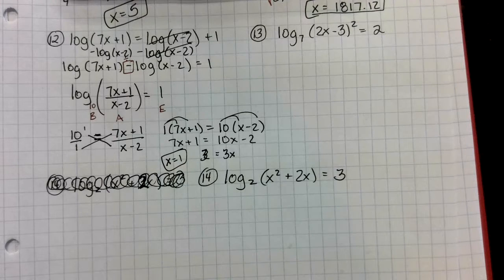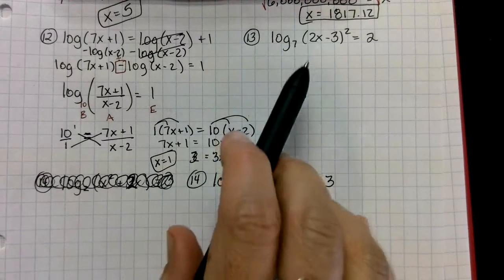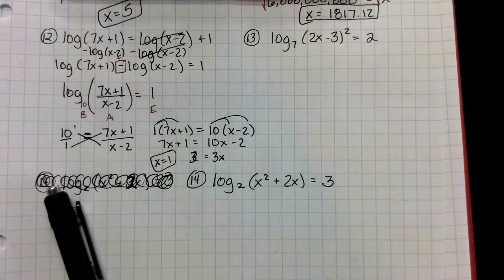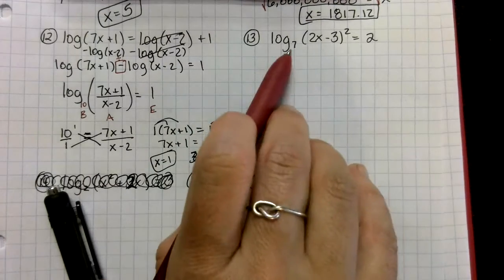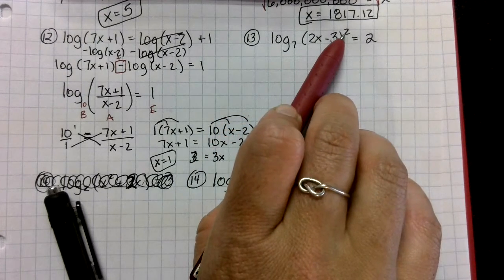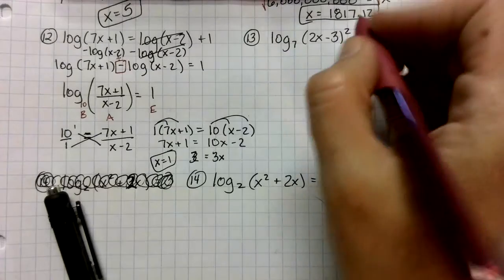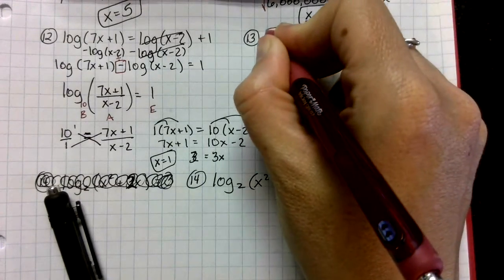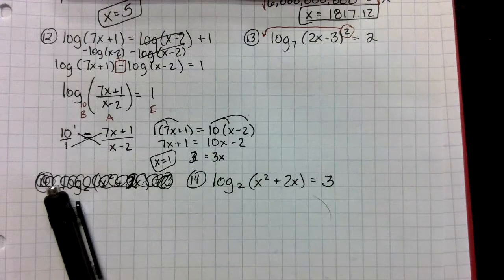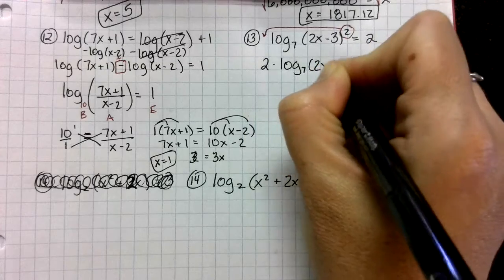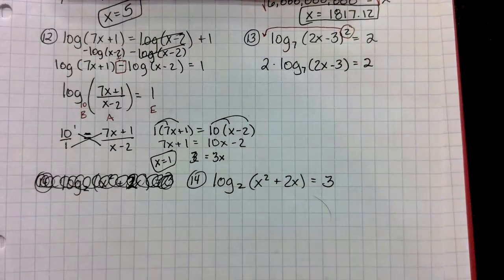Okay, and then the last two, just some different examples here. Number 13, you notice that this problem already has a base that is not 10. So if it has a base of its own, you use that base instead of 10. Now, what we'll also notice is this one also has a power. So there's actually a couple of ways that you can do this. What I would do is take this power out to the front. So I've got 2 times log base 7 of 2x minus 3 equals 2.